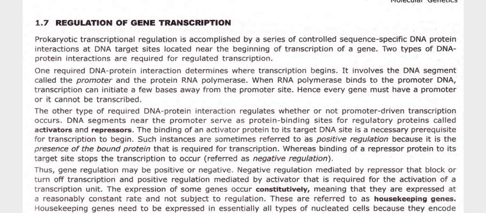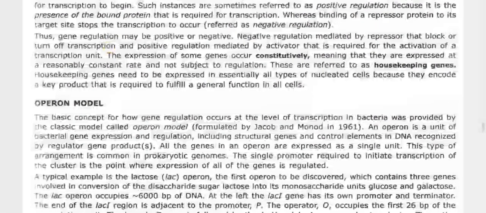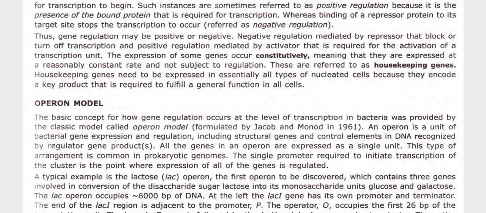Whereas binding of a repressor protein to its target site stops transcription from occurring, referred to as negative regulation. Thus, gene regulation may be positive or negative. Negative regulation is mediated by repressors that block or turn off transcription, and positive regulation is mediated by activators that are required for the activation of a transcription unit.